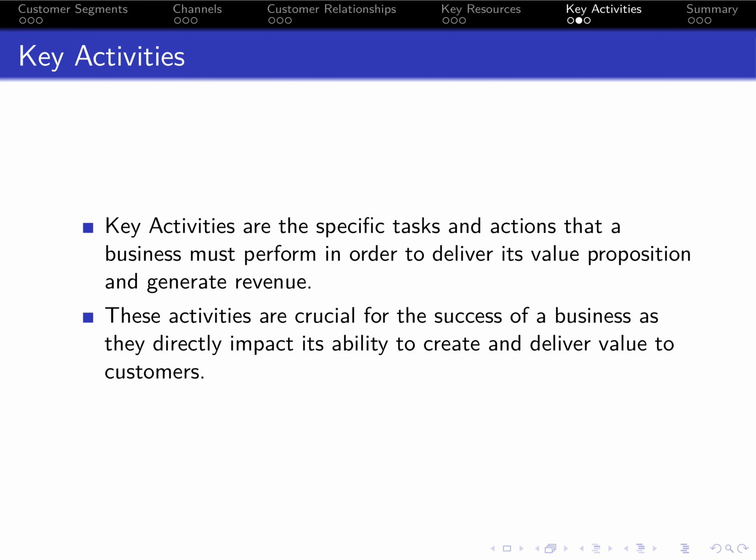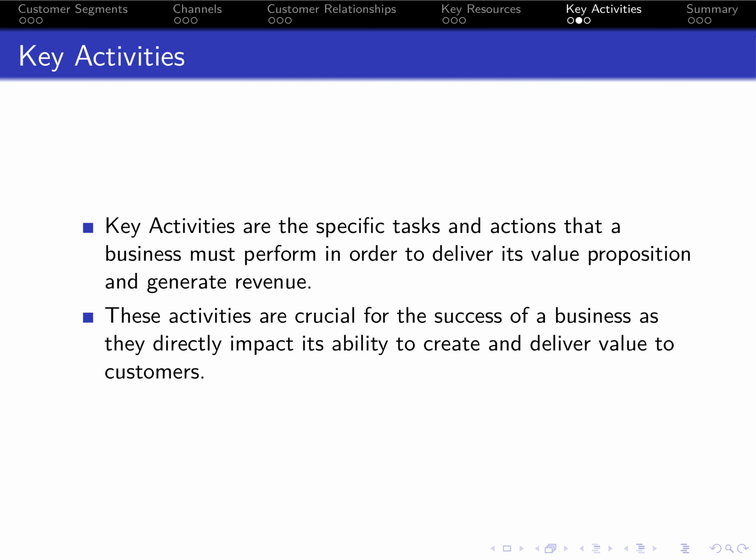Key activities are the backbone of a business model, playing a critical role in delivering value to customers and generating revenue. These specific tasks and actions are essential for a business's success, directly impacting its ability to meet customer expectations and maintain quality standards. For example, a software company may focus on software development, customer support, and marketing, while a manufacturing company's key activities could involve production, quality control, and distribution.